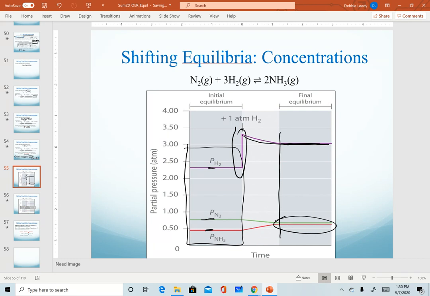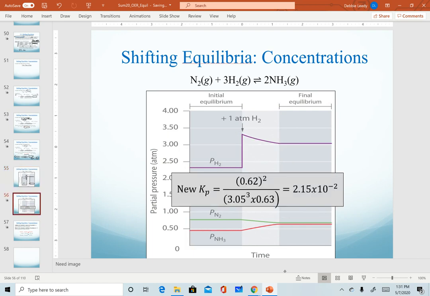But what stays the same once these come to equilibrium, if you plug in these approximate values into our Kp expression, notice that we have virtually the same value of K that we had before. So even though each individual substance has a different equilibrium amount, the ratio of products to reactants, our K value, remains the same.